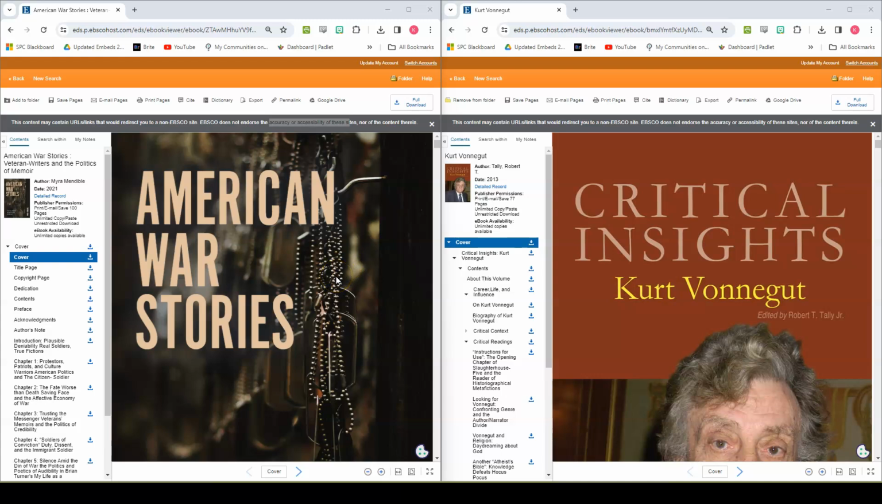Another type of source that you will often locate in the databases are books. And there are two different approaches to citing a book. You can cite the whole book, or you can cite a part of the book, either a chapter or a work in an edited collection.